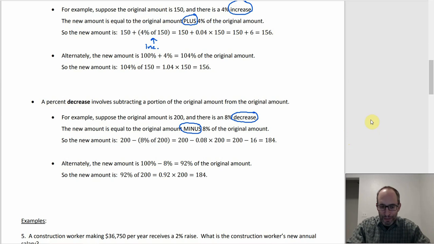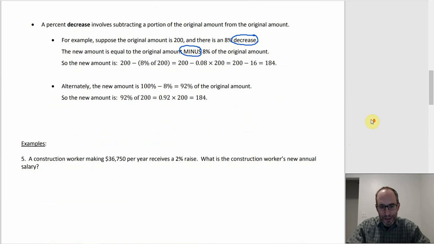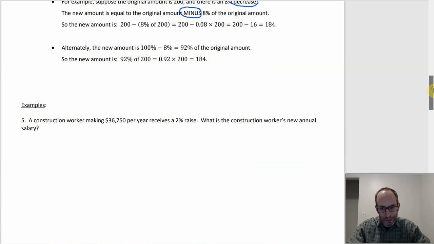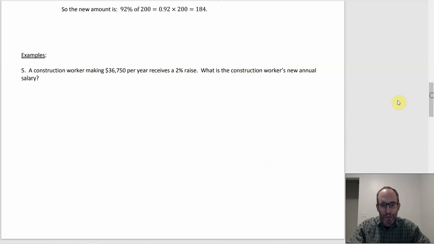All right, so some examples of increases and decreases. And I think there's one where there's both. So we've got a construction worker making $36,750 a year, gets a 2% raise. So what's the construction worker's new salary?